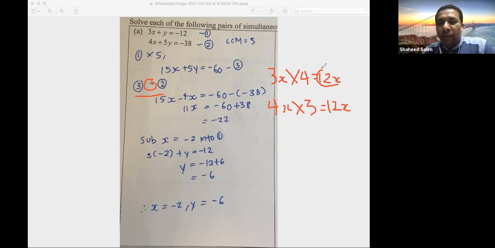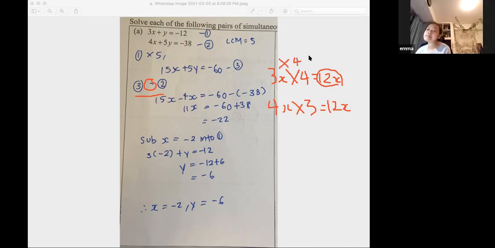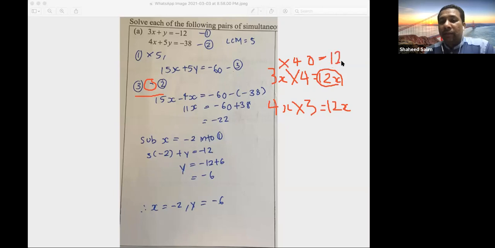So down here, LCM means the smallest number, but Emma, see, I even forgot your name. I can also times this by 40, if I want to. I can times this by 40 to make it 120x.